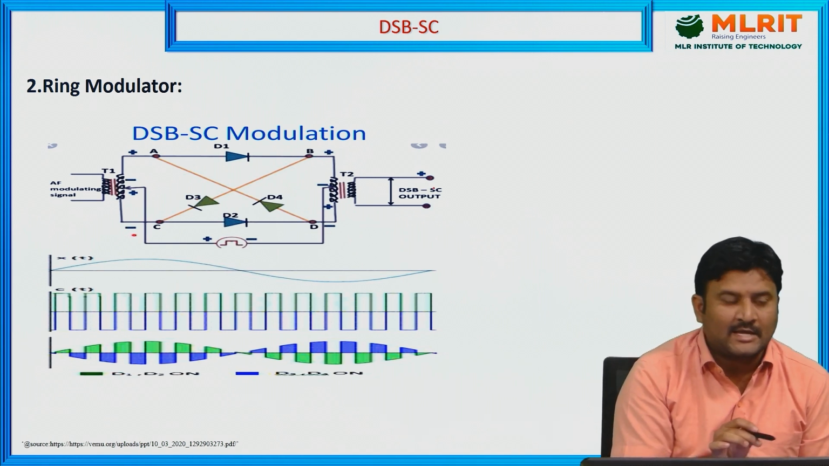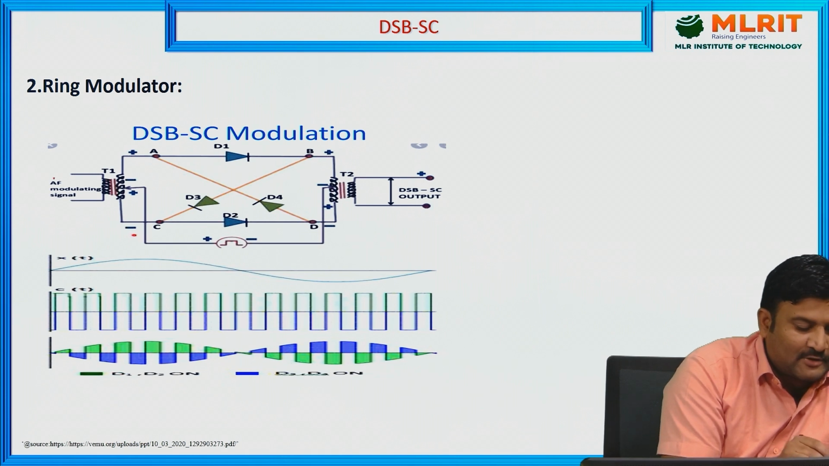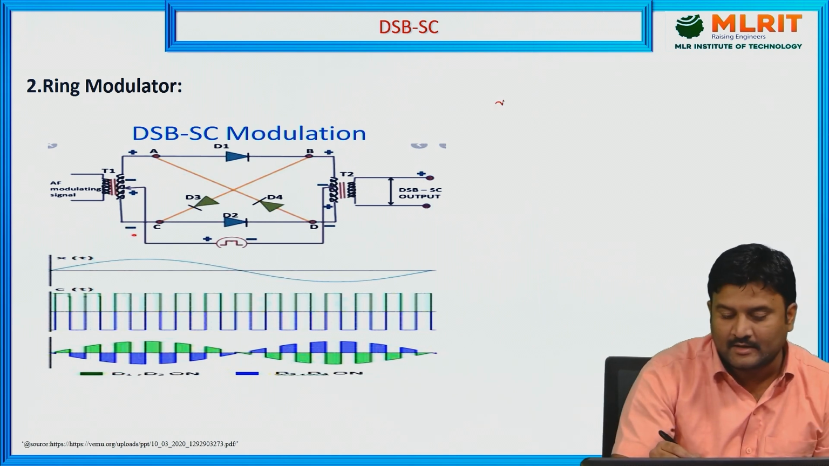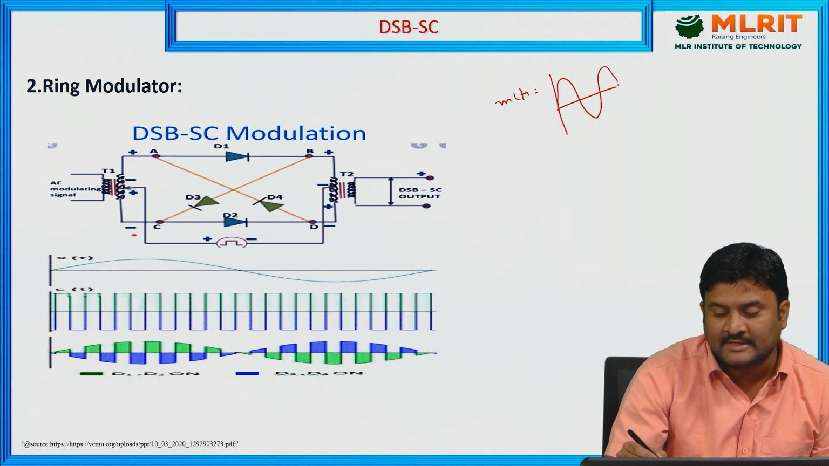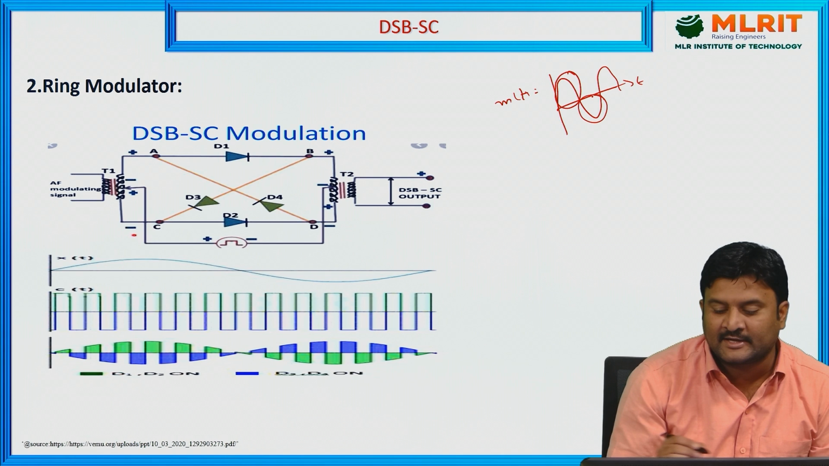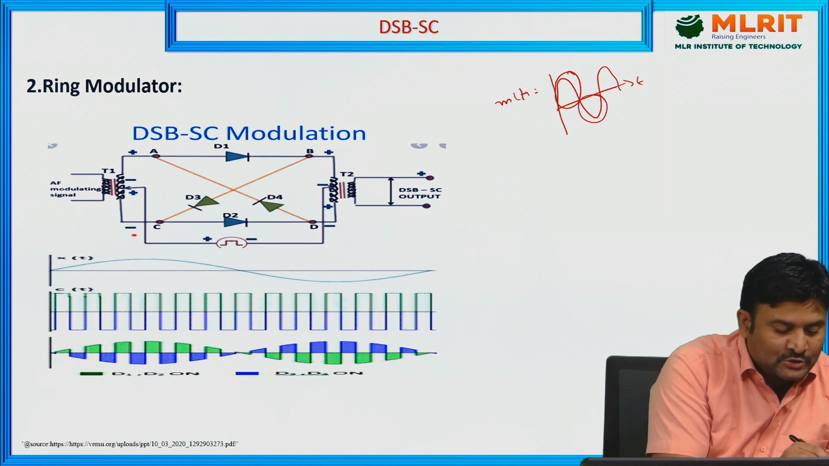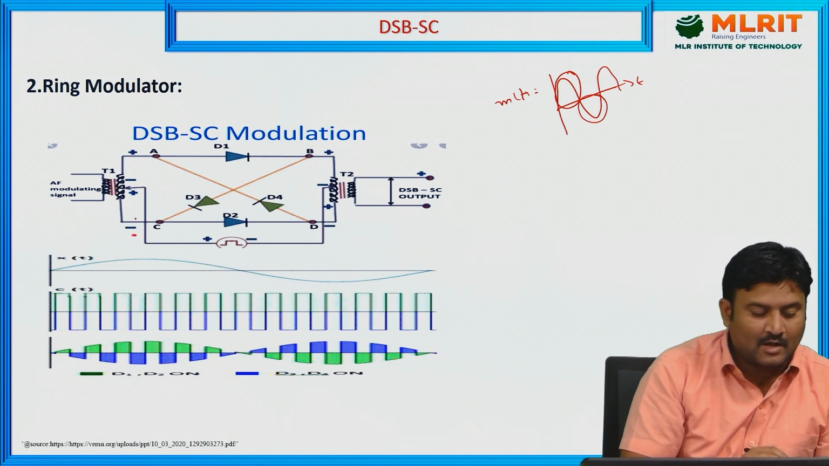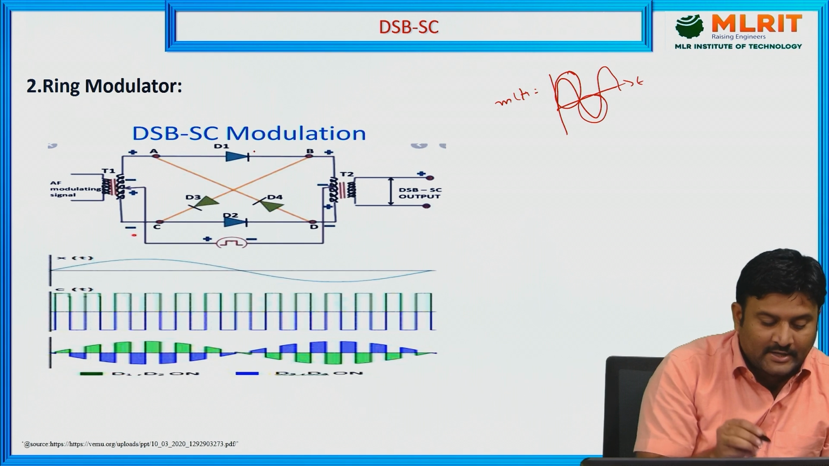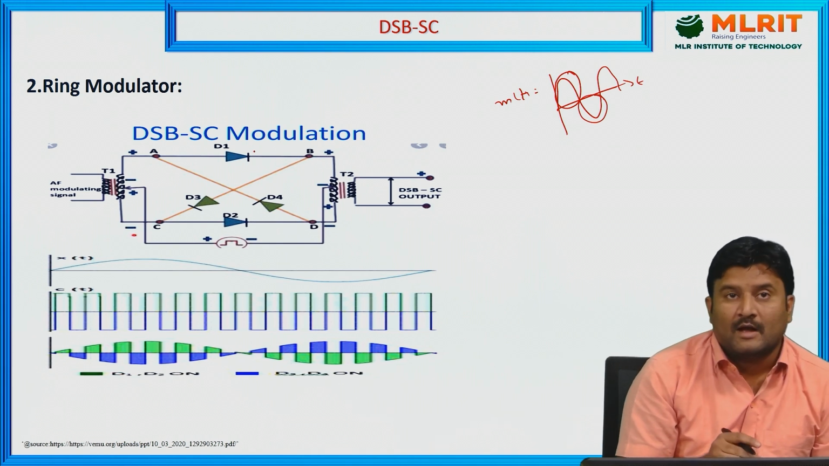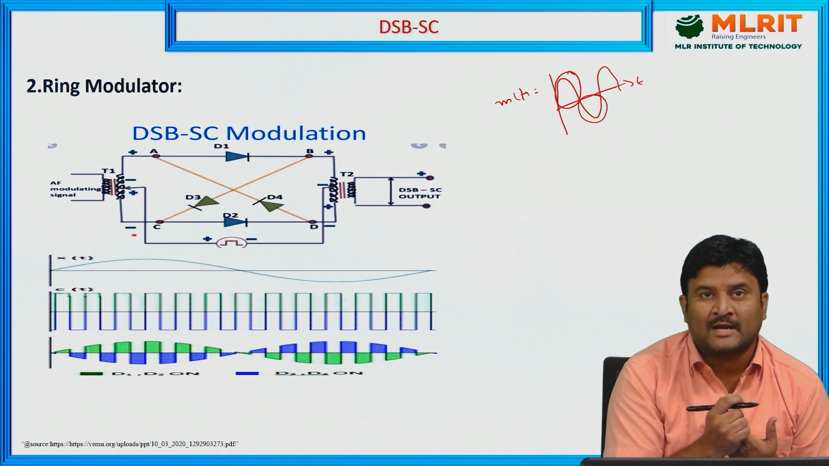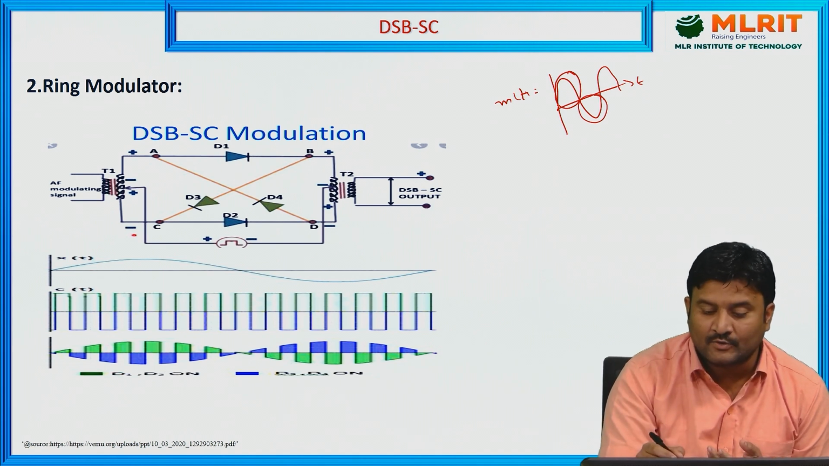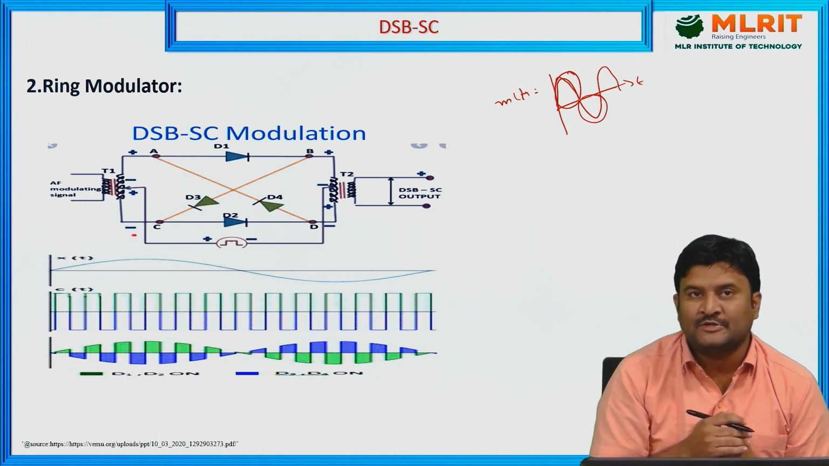If you apply the AF modulating signal, that is m of t, the mathematical and graphical representation is like this. This is the positive half cycle and this is the negative half cycle. When you give the positive half cycle, what happens? Diodes D1, D2 and D3, D4: 2 diodes are in forward bias and 2 diodes are in reverse bias. Then we get only the positive half cycle information.